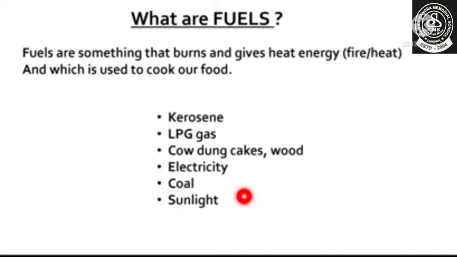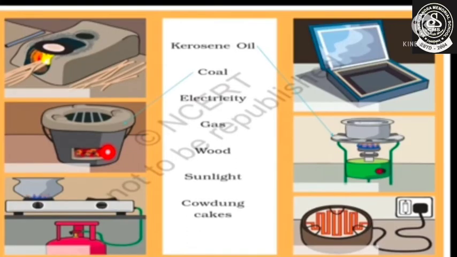Now the next topic is what are fuels. For cooking food, we need fire, and for producing that fire, we need to burn fuel. Now what are these fuels? So fuels are something that burns and gives us heat energy, that is fire or heat, which we use for cooking our food. Some examples of fuel that we use are kerosene, LPG gas, cow dung cakes or wood, electricity, coal, sunlight.